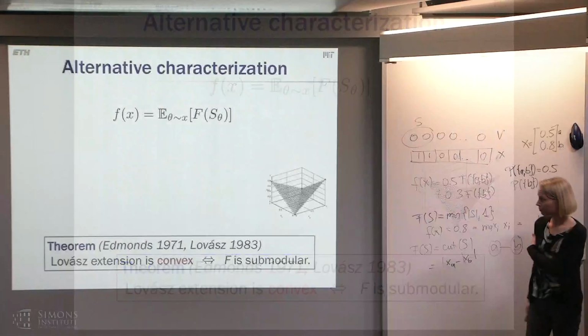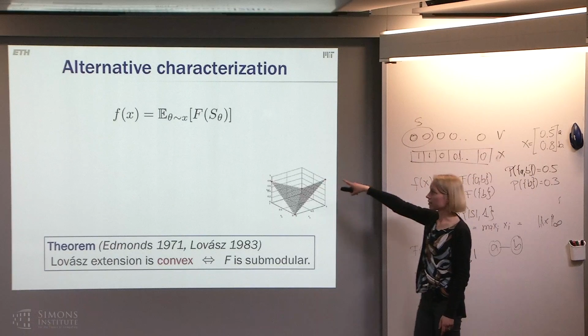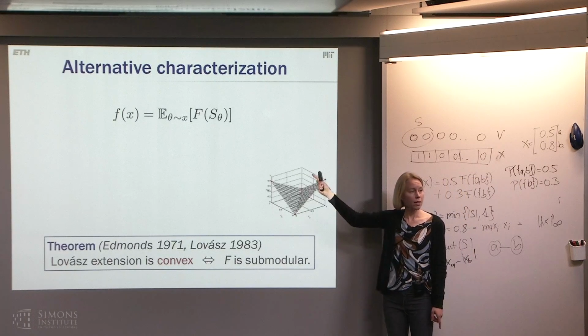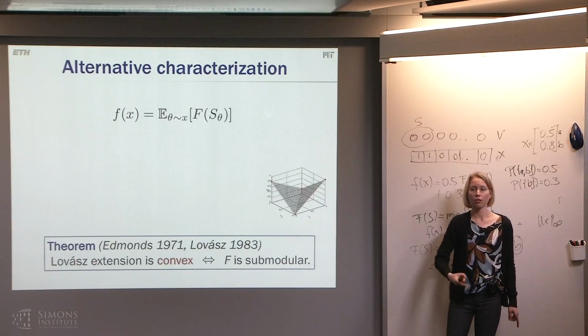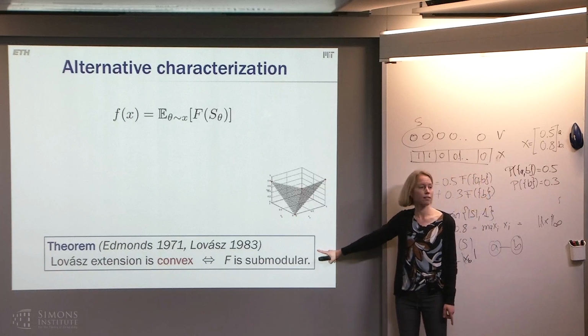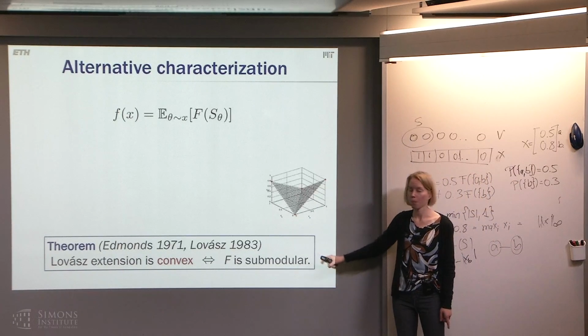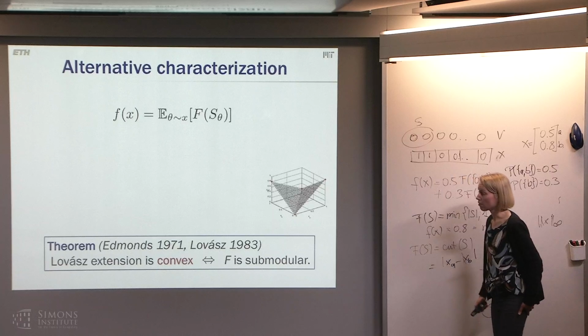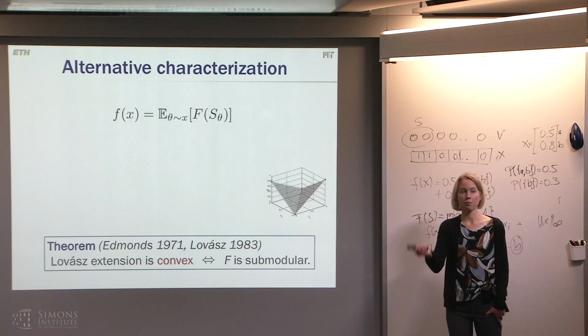That's a theorem. You can define this Lovász extension for any kind of set function, but if the set function is submodular, in fact, if and only if, then this Lovász extension is going to be a convex function. So how do you see this? Let me just give you one argument in one direction.